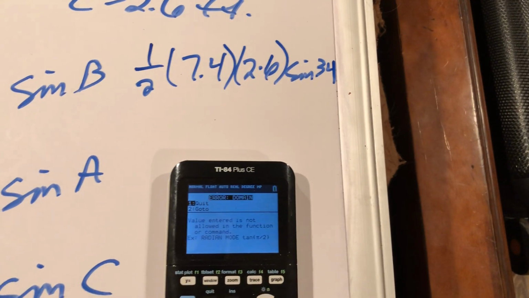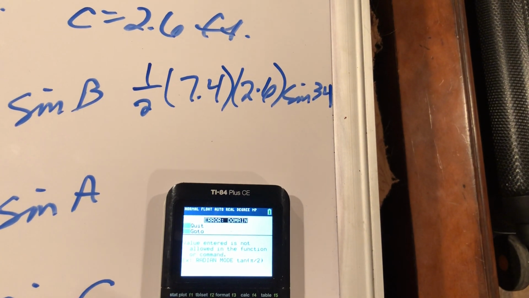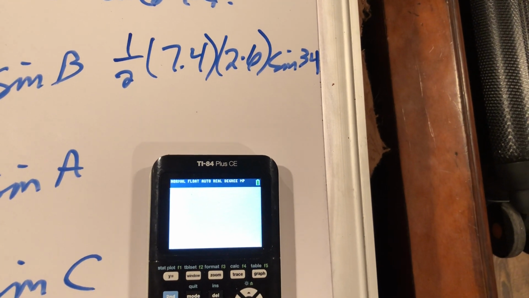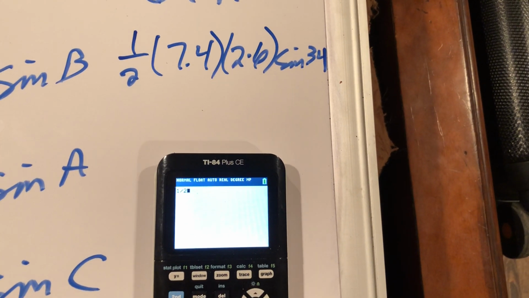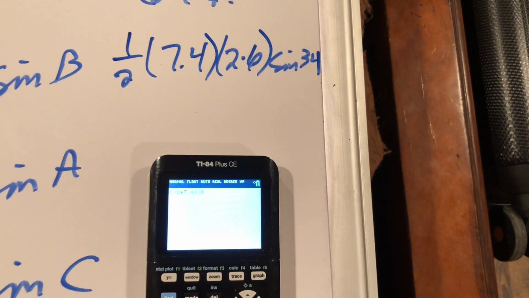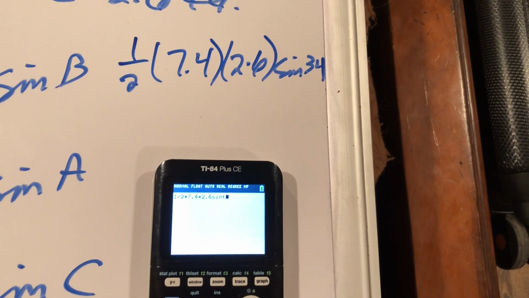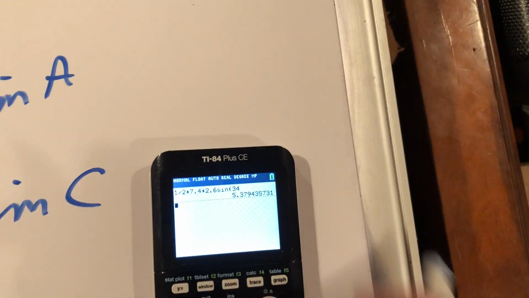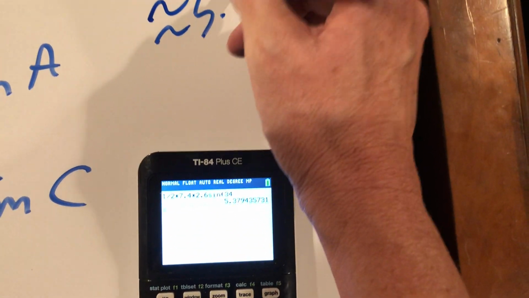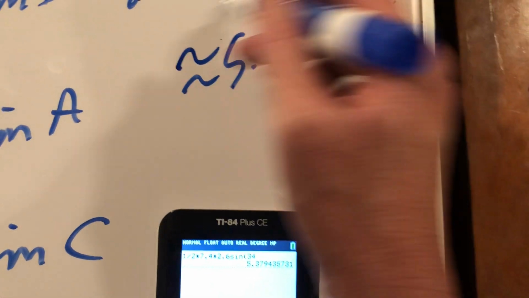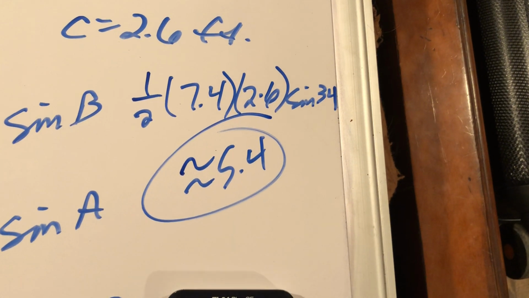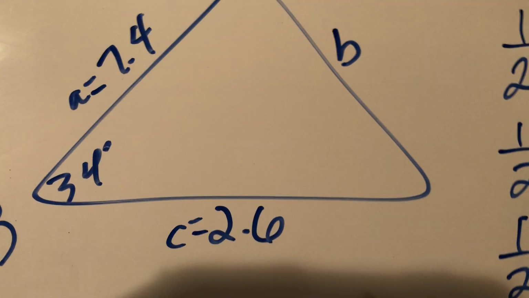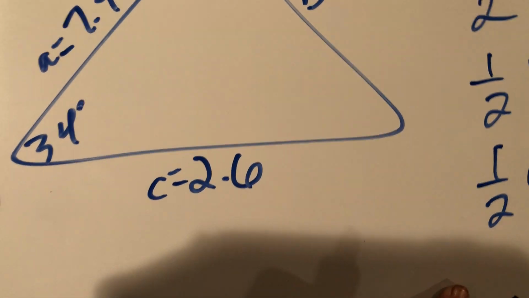So you can use the 1.5, or you can use 1 divided by 2. It doesn't matter. So 1 divided by 2 times 7.4 times 2.6 sine 34. And then round it to whatever you're asked to round it to. So if it was nearest 10th, it'd be 5.4. So that's how you find the area, given two sides and the angle between. That doesn't really need any more explanation.